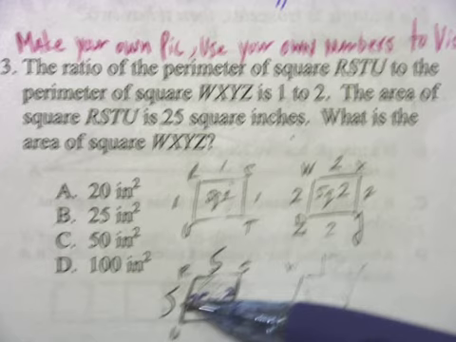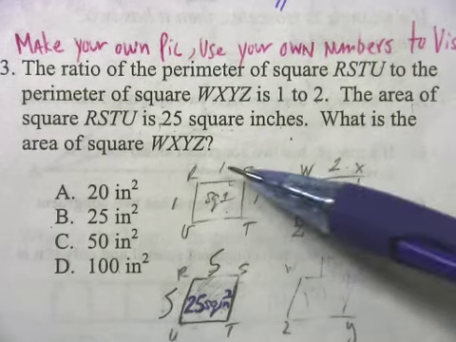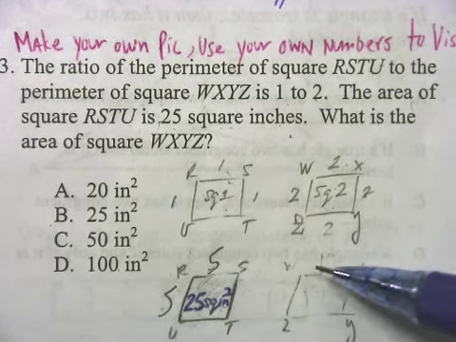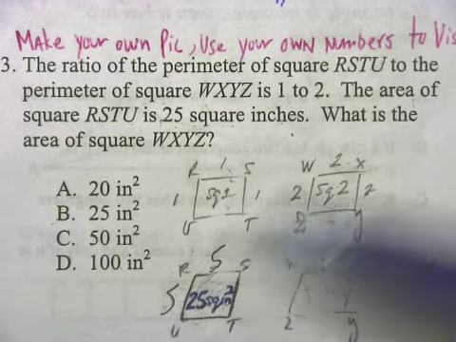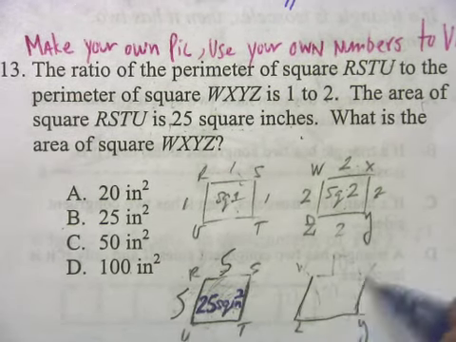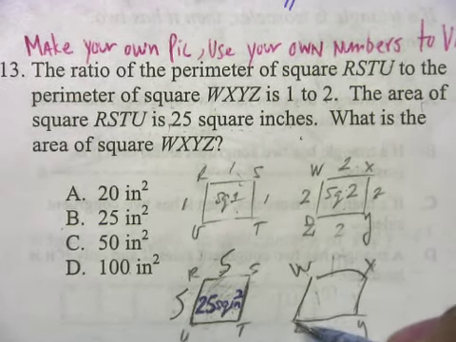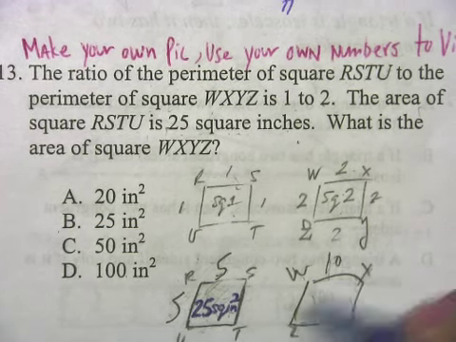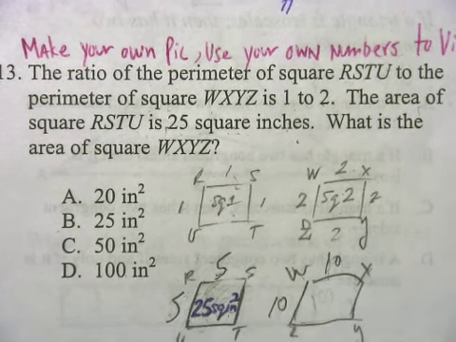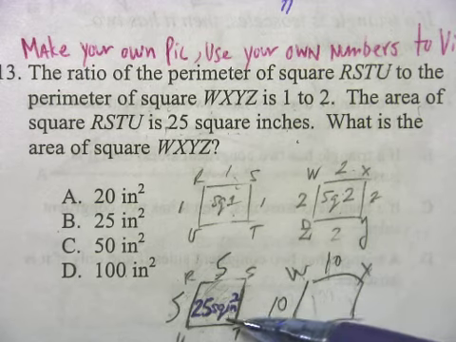Then they want to know, well, what is the area of the second square, right? Well, hold on a second. I know that this one has an area of 25 square inches, and it's 5 by 5. And then they tell me that the ratio is 1 to 2, which means that if the sides of this one are 5, then the sides of my second square are going to be what? They're going to be 10 by 10.